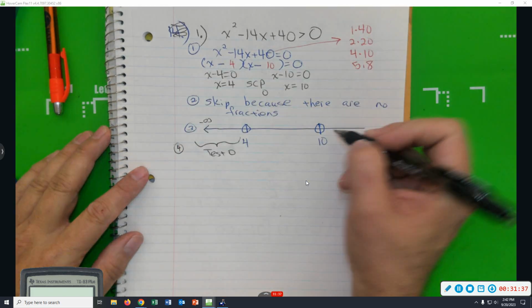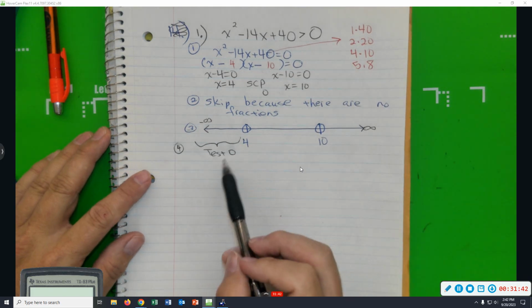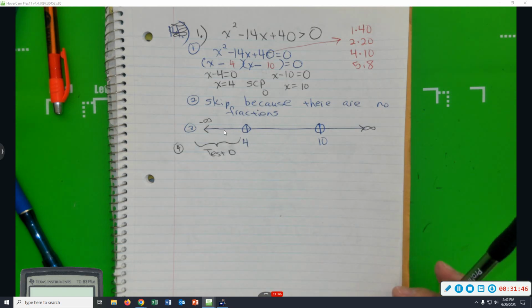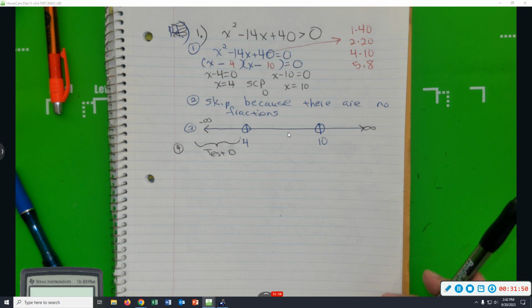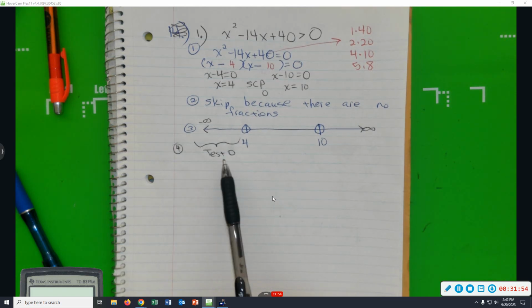Sometimes students have trouble figuring out where 0 is on a number line. 0 will always be between a negative and a positive. It can't be between two positive numbers. 0 can't be between two negative numbers.